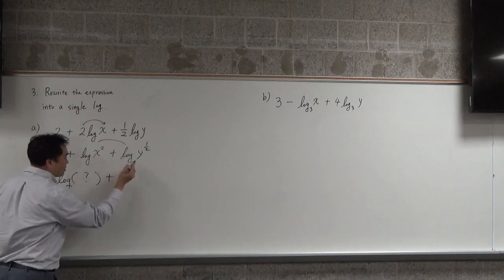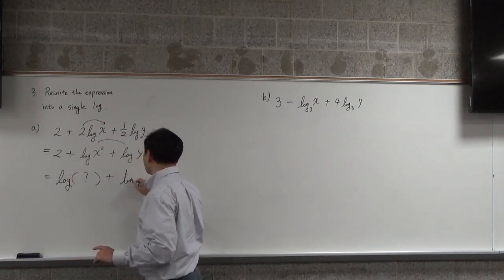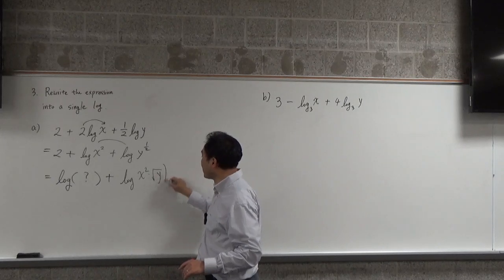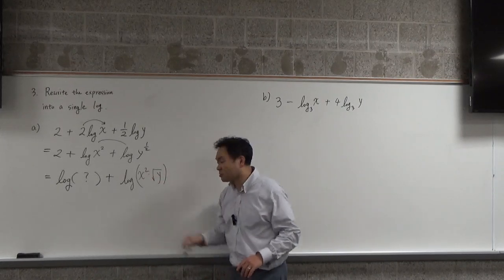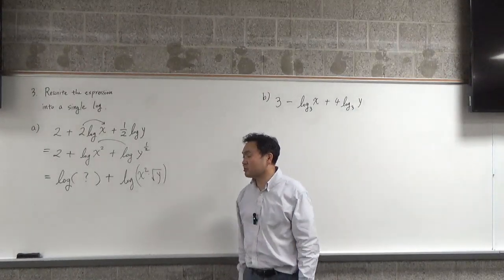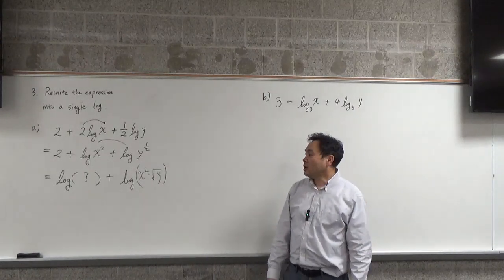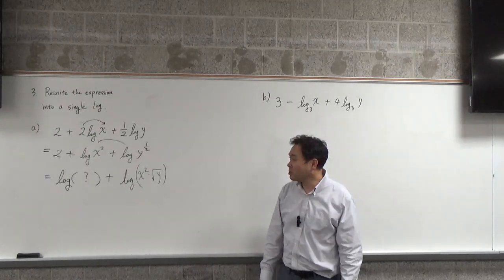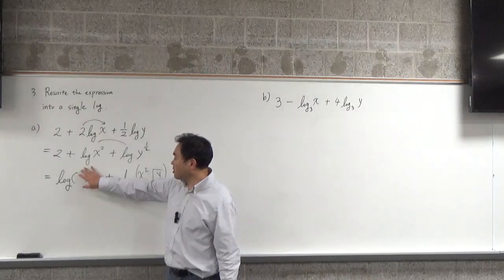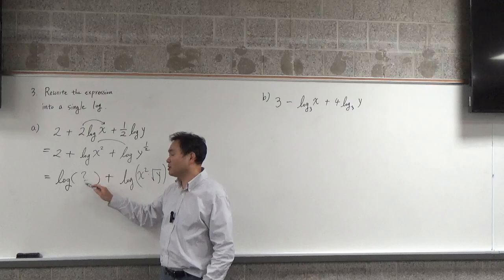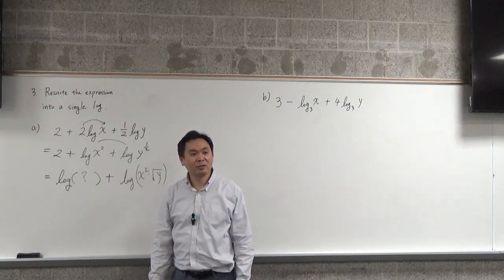And now we can combine these 2 as log of x squared times square root of y. You don't have to make it as square root of y, but I just find it easier rather than putting 1/2 power. But 1/2 power is fine. Okay, so now the hard question. 2 is log of what? What should go in here? What do you think? 100. How do you get 100?